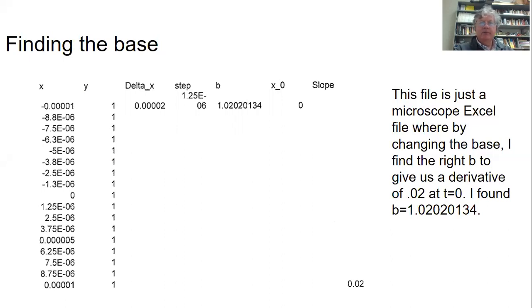It took me, I don't know, 5 minutes to get it to 8 decimal places, so that's pretty good. So I found a base of 1.02020134 gives us a slope of 0.02 at the origin. So that is our base.